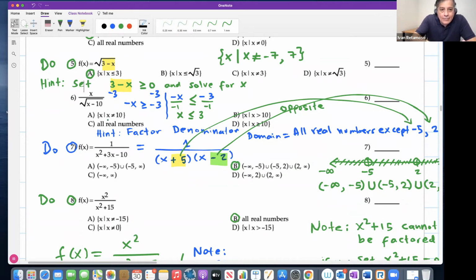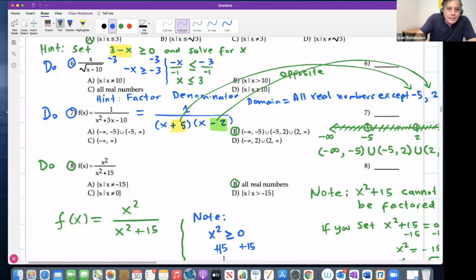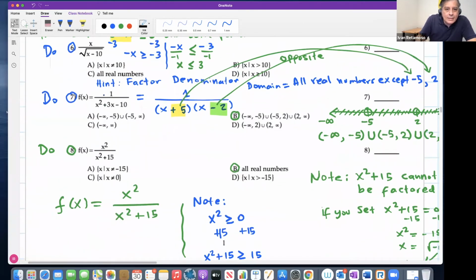Okay, so now number 6. Number 6 is very tricky, but I hope you will figure this out. We're gonna do this number 6 now. So try to do this, guys. The radical part is not that tricky, but what is tricky is that this is like a fraction. So do this now. Try this number 6.